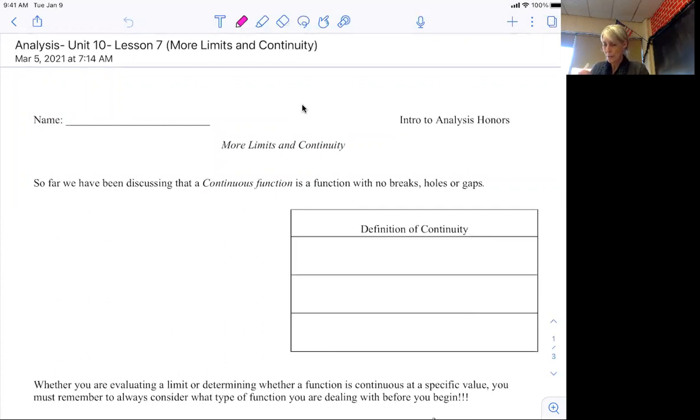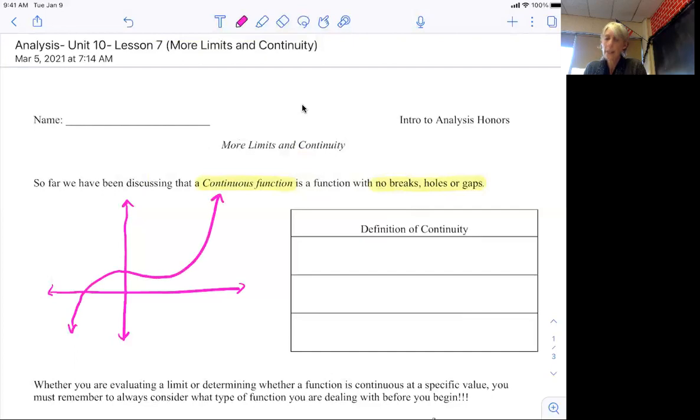So far we've been discussing that a continuous function is a function that has no holes, breaks, or gaps. So for instance, if we think about just any random continuous function, it can be linear, whatever the case may be, but it's a function that you can basically draw the whole graph without lifting up your pencil.